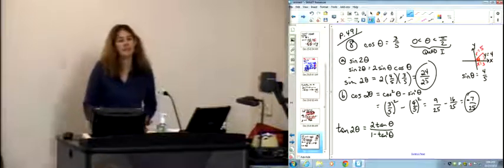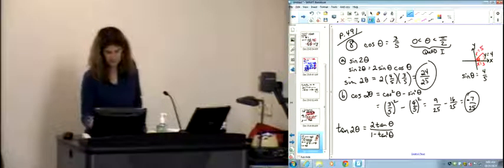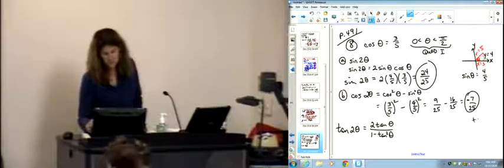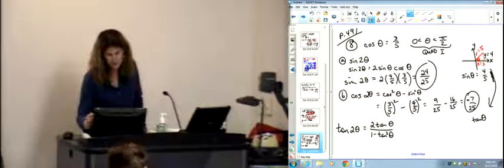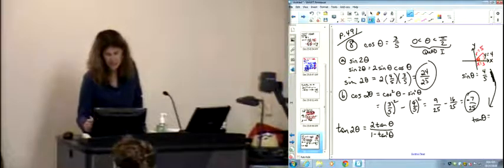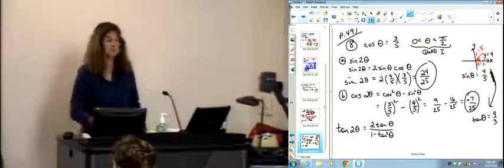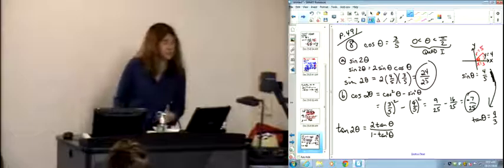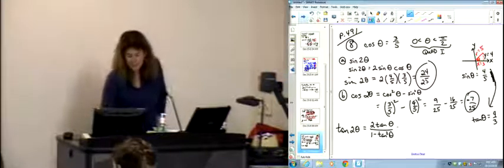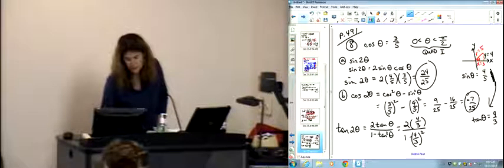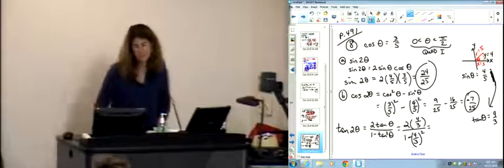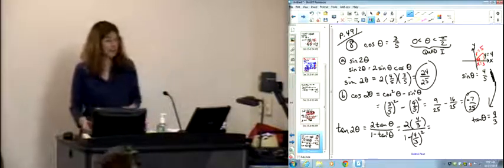So what is the tangent of theta? 4/3. Well, not really from the sine, but the tangent of theta is 4/3 based on the information we were given. So we've got 2 times 4/3 over 1 minus 4/3 squared. So we've got to simplify that.